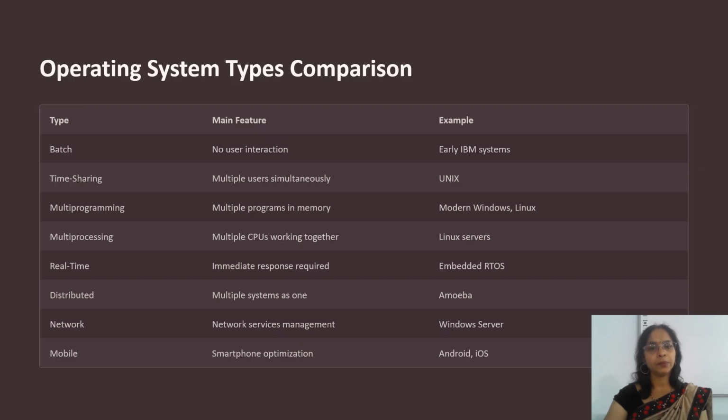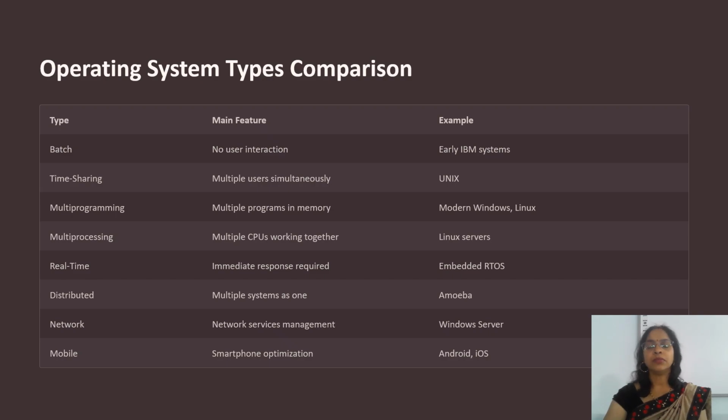In multi-programming, multiple programs are kept in memory. Examples, modern Windows and Linux are based on multi-programming. Multiprocessing, multiple CPUs working together, or we can say parallel processing. Linux servers are good examples. Real time, immediate response required. Embedded real-time operating systems are good examples.